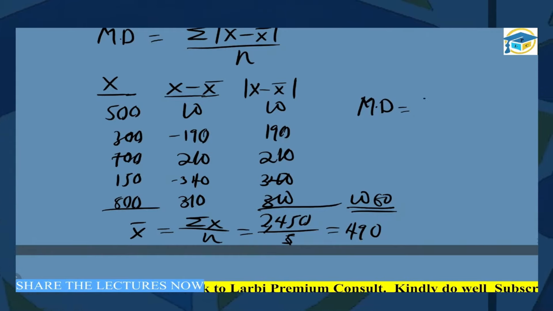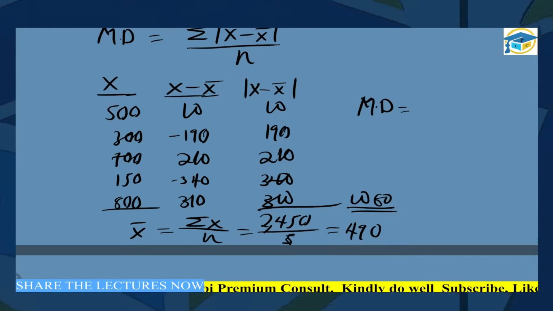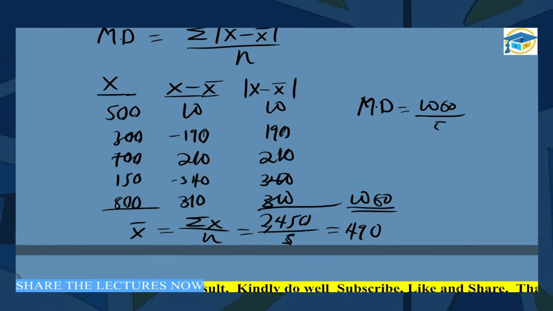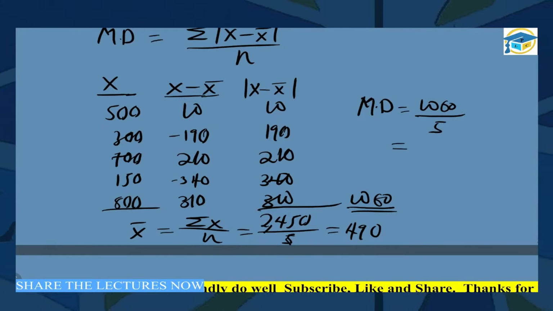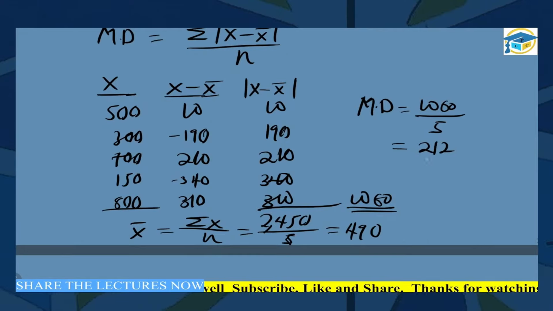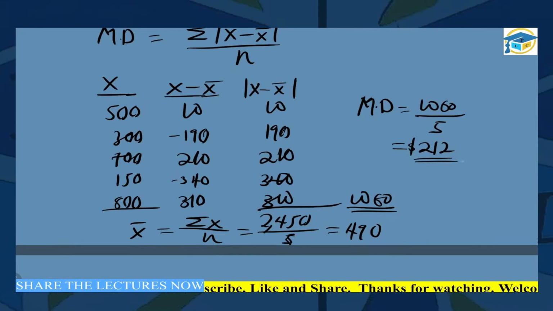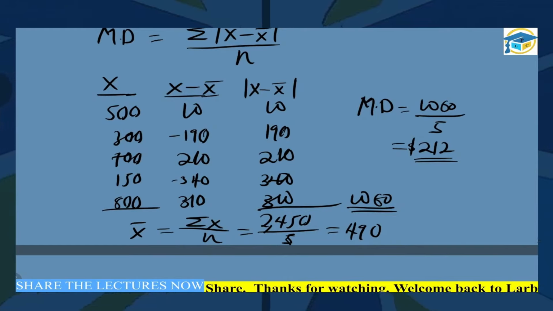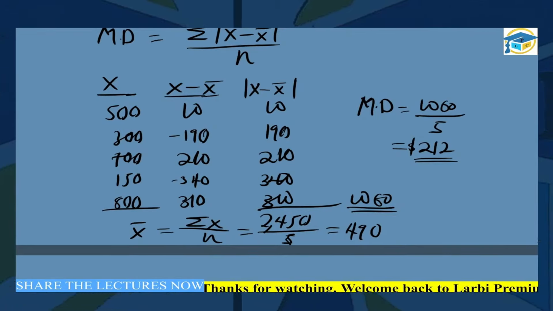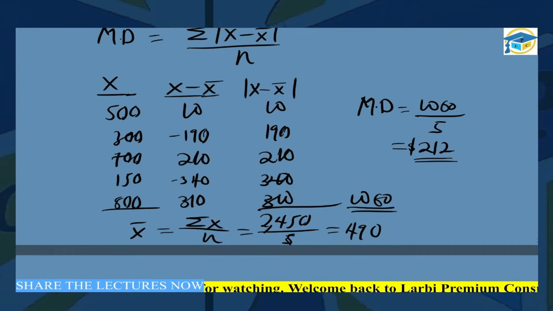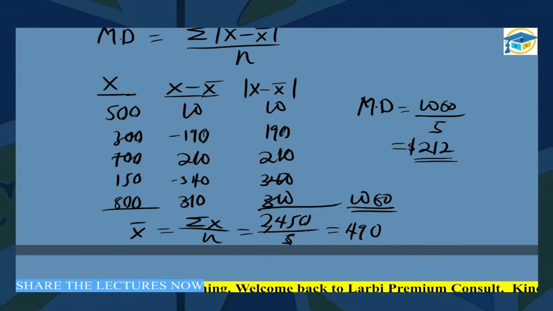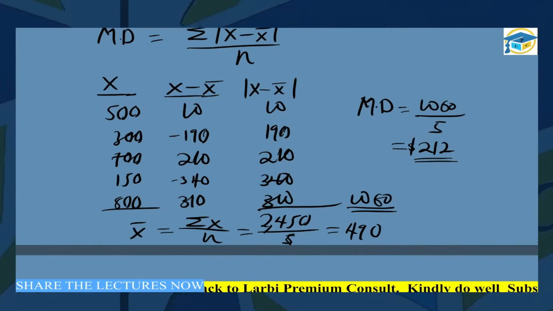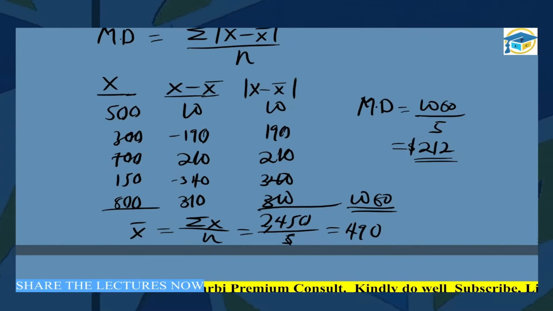The summation of the mean absolute values of the deviation, which is 1060, divided by the number, which is 5, and we're supposed to get 212 as the mean deviation of the profit. So the 212 means that on average for a profit, the mean deviation, or we deviate on average of 490, we deviate in terms of our profit by 212 dollars.